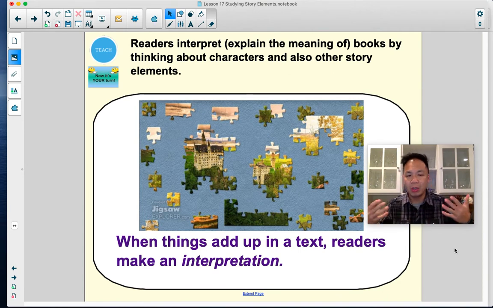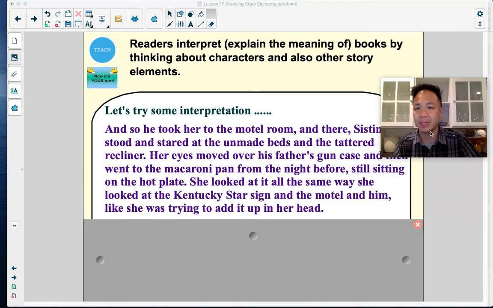It's by looking at it and studying it and putting them all together that we realize that it makes one big picture. So when things all add up in the text, readers are making an interpretation. We are figuring out the meaning of the book. So let's try some interpretation here.